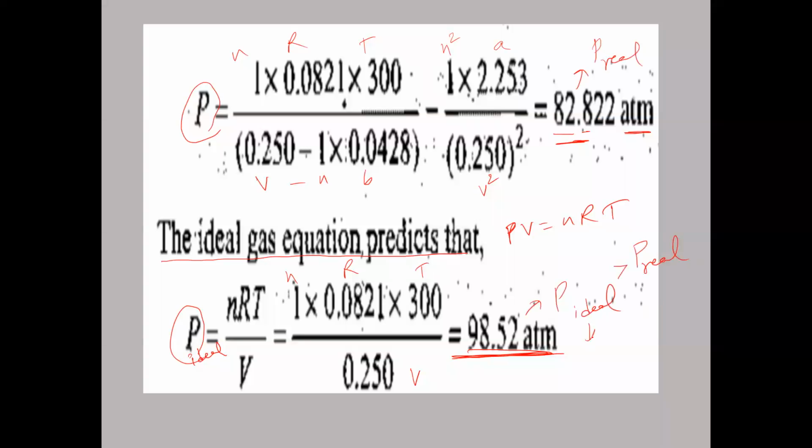Why? In an ideal gas, there are no attractive forces between the gas molecules, so more pressure will be exerted. But in a real gas, there will be attractive forces between gas molecules. When there are attractive forces, the gas molecules move slowly and exert less pressure. Here, more pressure will be exerted by the ideal gas. So this concept we have to understand.